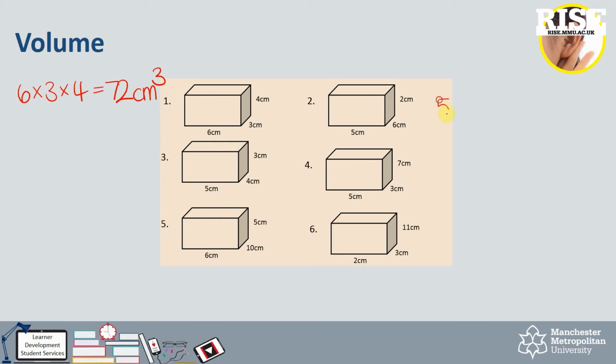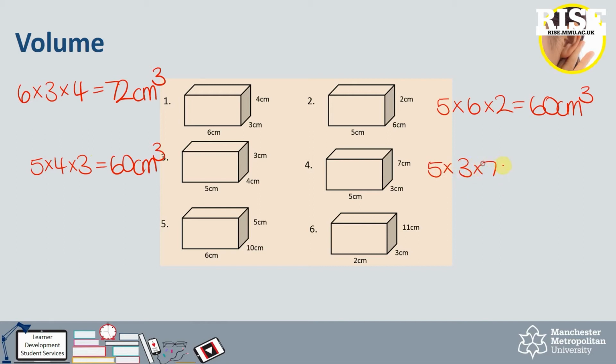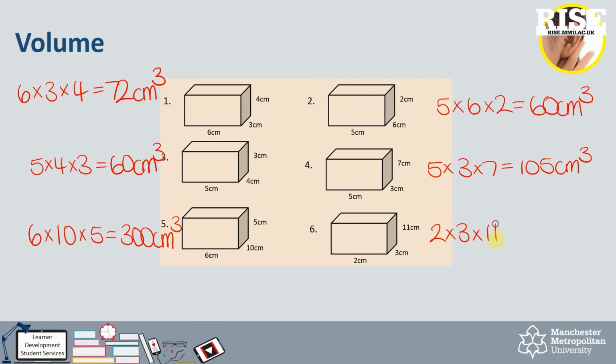Number 2 would be found by doing 5 times 6 times 2 to give you 60 centimetres cubed. Number 3 is 5 times 4 times 3 to give you 60 centimetres cubed again. Number 4 is 5 times 3 times 7 to give you 105 centimetres cubed. Number 5 is 6 by 10 by 5 to give you 300 centimetres cubed. And finally, number 6 is 2 times 3 times 11 to give you 66 centimetres cubed.